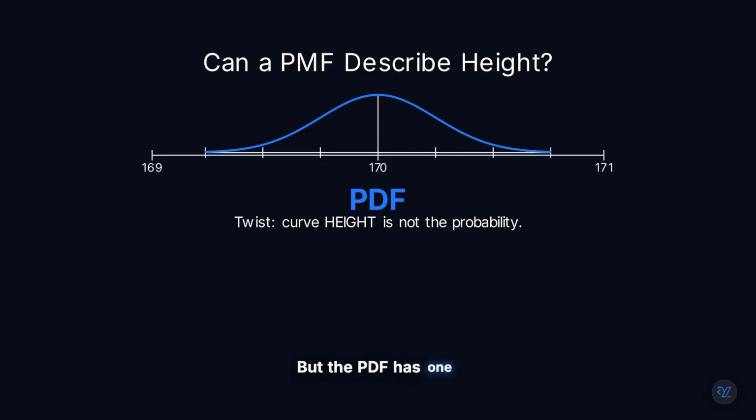But the PDF has one important twist. For a continuous variable, the probability of one exact value is actually 0. The height of the curve is not the probability. To get probability from a PDF, we need something else, area under the curve.